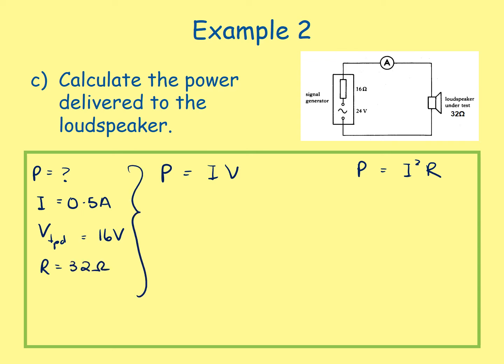So first of all, using P equals IV, that's just 0.5 multiplied by 16, which gets us our 8 watts. And again, the same across at the right-hand side, P equals I squared R, 0.5 squared times 32 is equal to 8 watts.